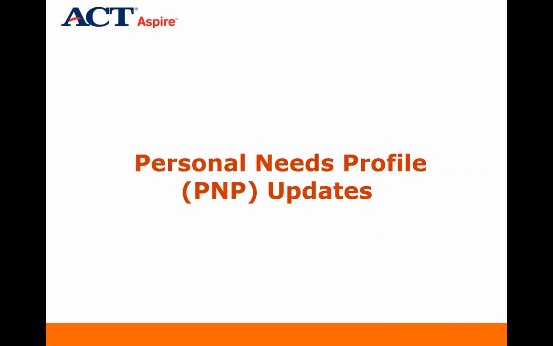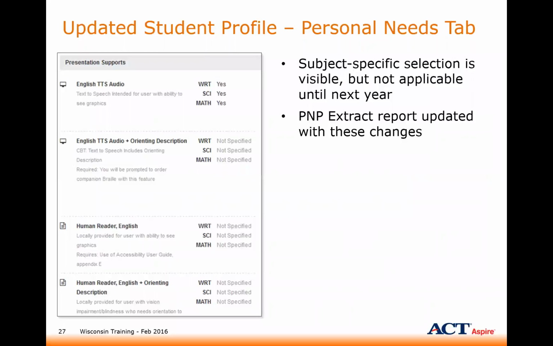Okay, so now we're going to talk about those personal needs profile, the PNP updates. So as of January 13th, if you go into a student profile, you're going to see that there are some changes on the personal needs tab of the student's profile. So the PNP underwent some significant changes. So remember, this personal needs profile is where you're going to have all of the students' accessibility and accommodation support selections.